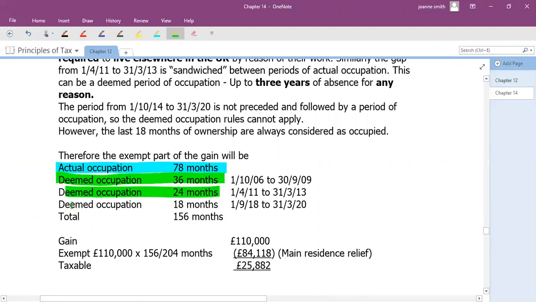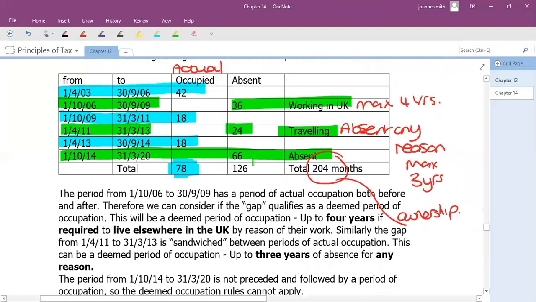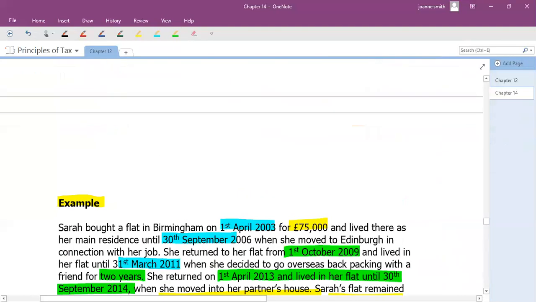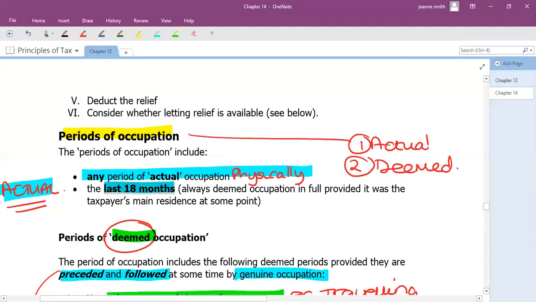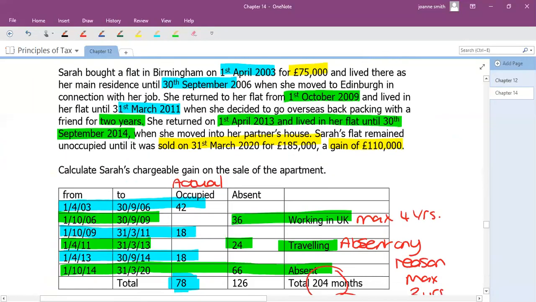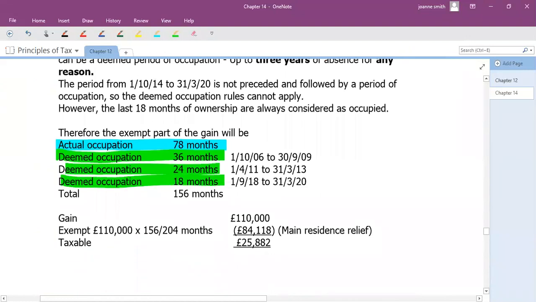And then don't forget, we always get the last 18 months as well. So 18 months when she was absent, she is given regardless, if we look up here. Okay, 18 months. So in total, she can claim occupation in the ownership period, should I say, 156 months out of the total ownership period of 204 months.